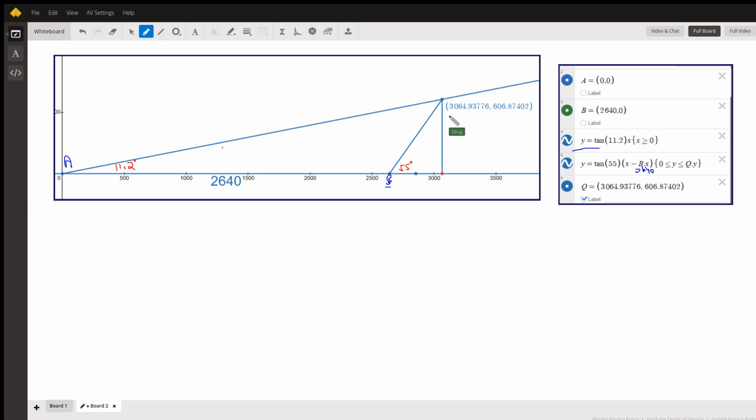And then the intersection of those two lines is going to be the third vertex of the big triangle. And that's this y coordinate right here, which is this height right here. So it's really a y distance. So I'll just put y equals 606.87.